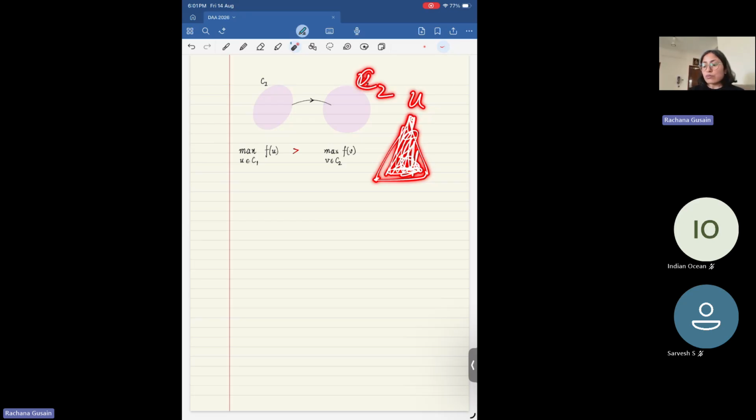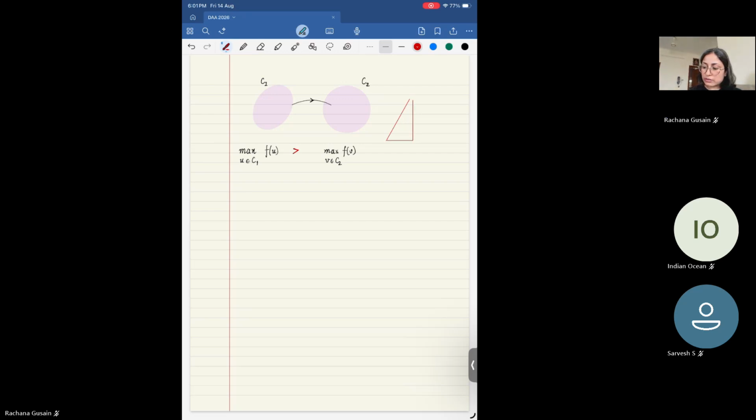Now, because I have to run DFS on the entire graph, I will restart my DFS from one of the vertices in C1. So the situation will be something like this. For C2, I'll get a DFS tree. Here is a node U in C2. I'll get a DFS tree. And then I will restart another DFS call from a vertex V in C1, and we will traverse all the vertices in C1.